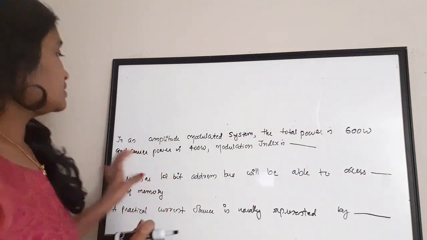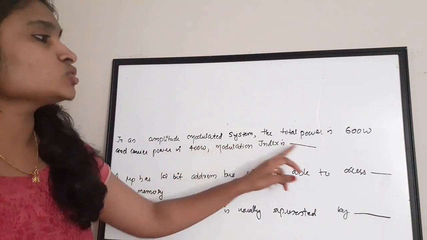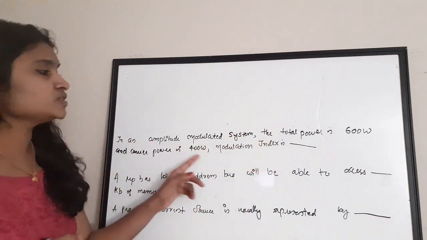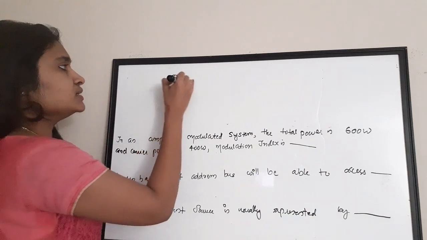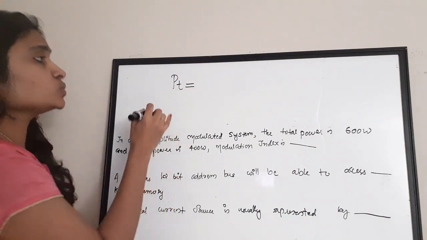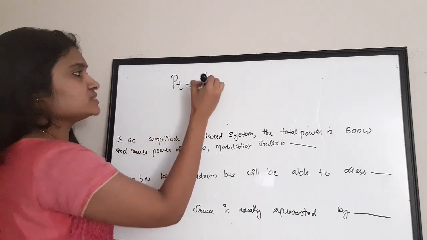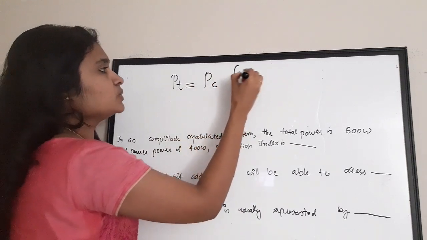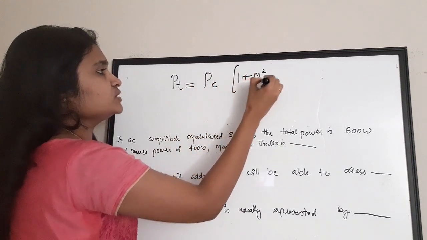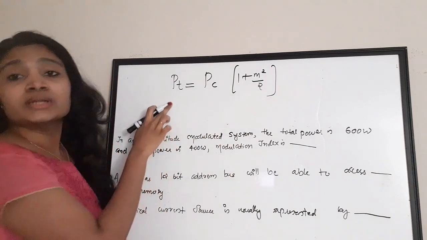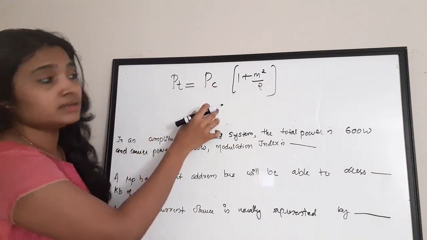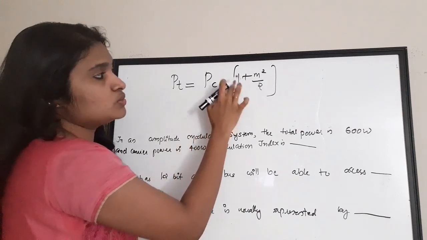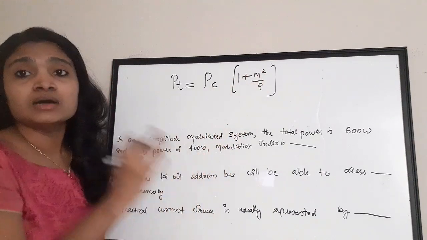Next question is this. In an amplitude modulated system, the total power is 600 watts. The carrier power is 400 watts. Find the modulation index. A very, very direct question. The equation we use is the famous equation for the total power of an AM modulated system: PT is equal to PC into (1 plus M square by 2), where PT is the total power of an AM system, PC is the power offered by the carrier, and M is the modulation index.